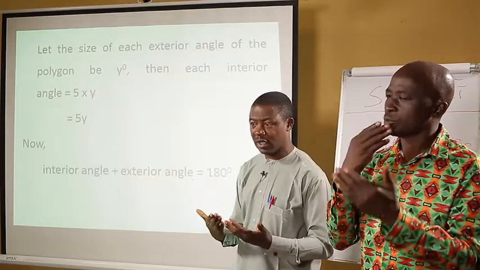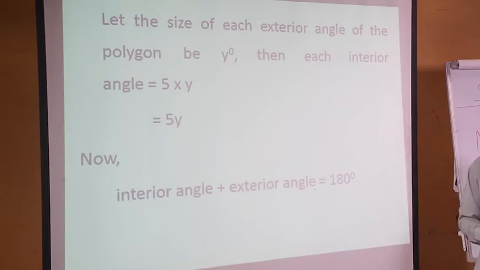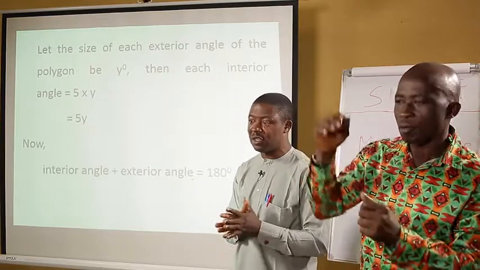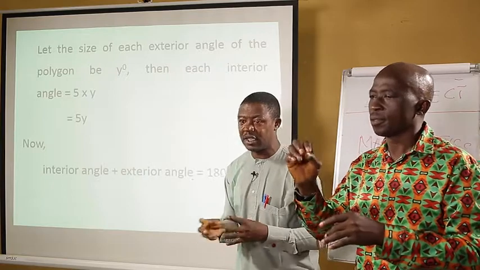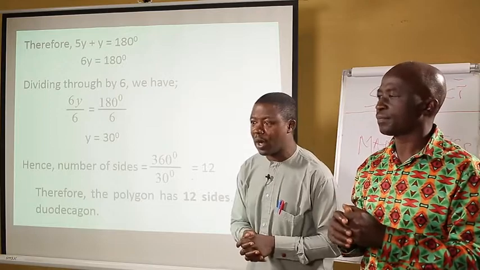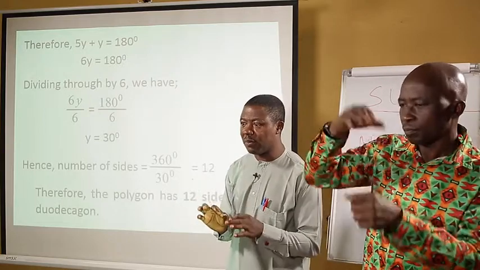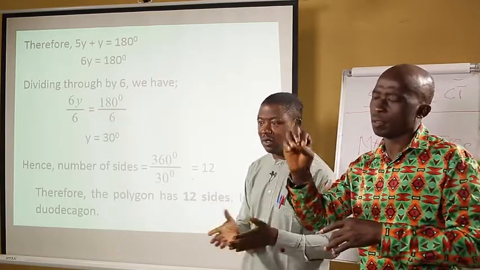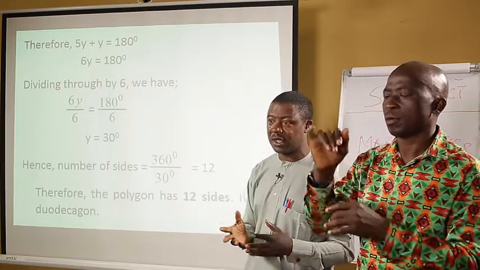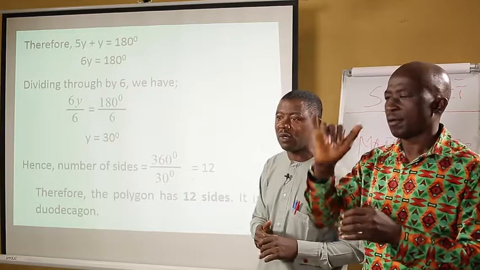The polygon is a regular polygon. Now, the fact that the interior angle plus the exterior angle give us 180 degrees is what we are going to deduce to determine the value of y. So 5y plus y, interior plus exterior, will give me 180 degrees, because they form a straight line, and the sum of angles on a straight line is 180 degrees. 5y plus y is 6y.